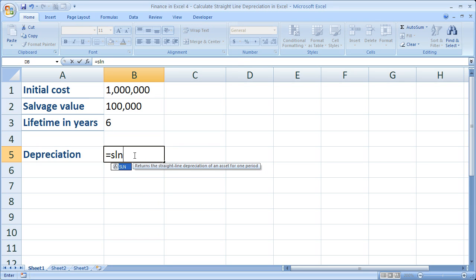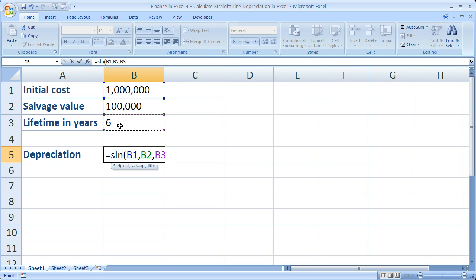SLN, open parentheses. Now the first thing you need is the cost. So the initial cost right here, $1 million. The salvage value, 100,000. And the lifetime in years. For this case, it'll be 6. So there are only 3 arguments.